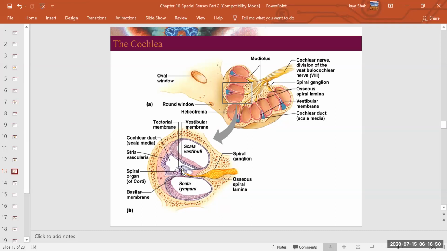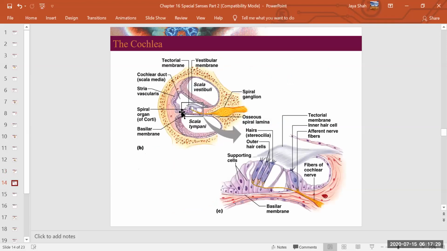As I told you earlier, the spiral organ of Corti, which is the receptor for hearing, is lying in the cochlear duct, which is called scala media. In the cochlear duct, you have a membrane, and that membrane is called the basilar membrane. On the basilar membrane, you have the receptor cells. Those are the receptors, and the receptors are covered by a tongue-like membrane called the tectorial membrane.